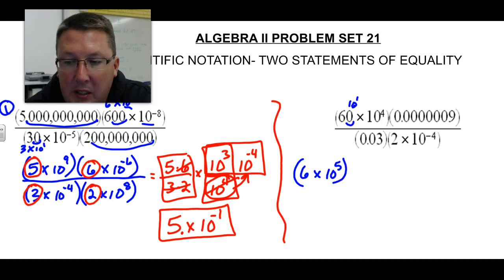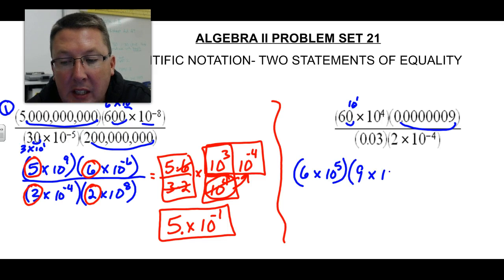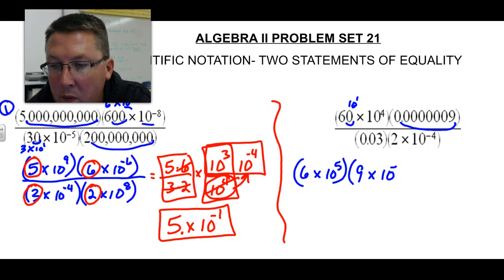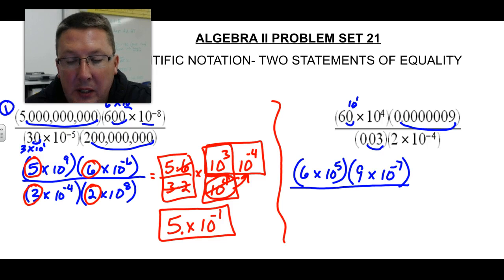All right, the next part, the decimal needs to move way over to the other side of the 9. This is a very small number. Small numbers, again, have negative exponents, and I moved it 1, 2, 3, 4, 5, 6, 7 places. So that's 10 to the negative 7th. On the bottom, the decimal moves over to the other side of 3. So I moved it 2 places. That is a small number, so this is negative 2.